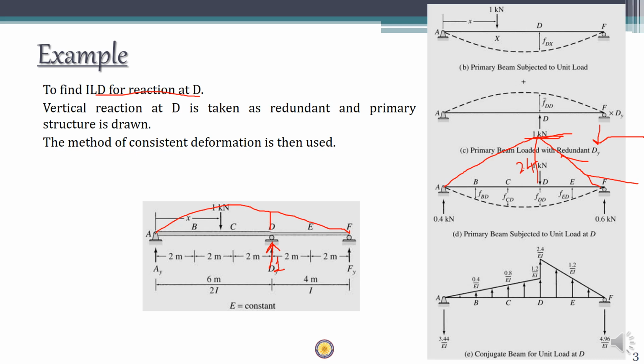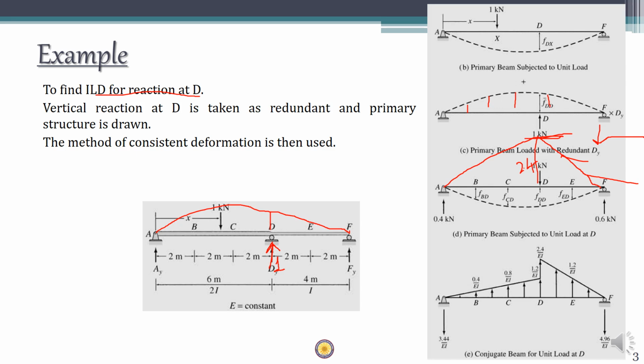So this will be the loading for the conjugate beam. Now what you have to do is, with this loading pattern you have to find out the reactions, and if you want to know the deflection at each point, all you need to do is find out the bending moment at these corresponding points in the conjugate beam.